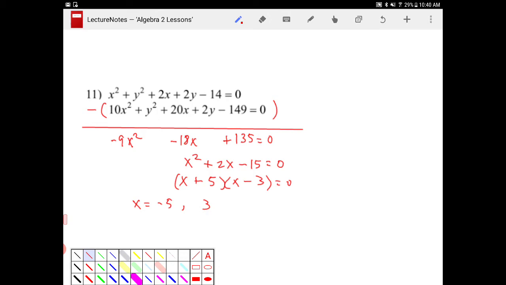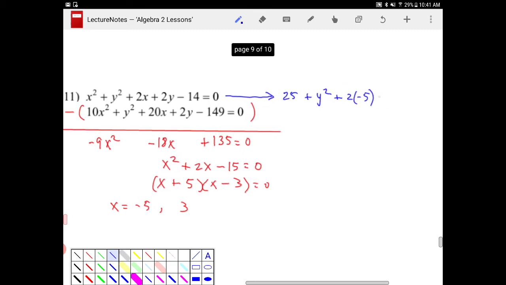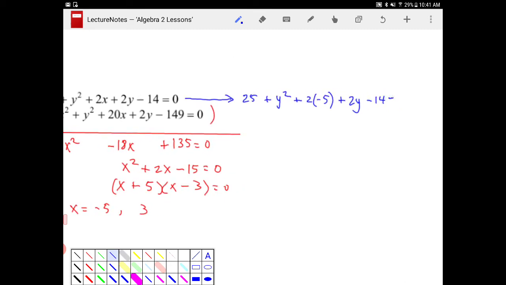So now what I'm going to do is I'm going to pop the equation back into either the first or second equation, and depending upon which one's the easier one, that's how you're going to make your decision. It looks like maybe perhaps the first equation is the easiest. So again, over here, if I pop in negative 5, I'll end up with 25 plus y squared plus 2 times negative 5 plus 2y minus 14 is equal to 0.